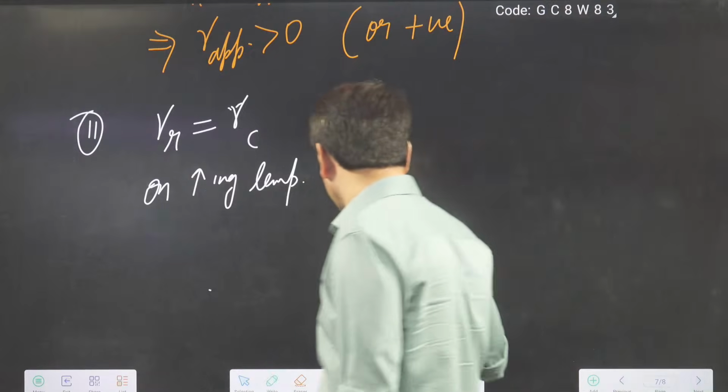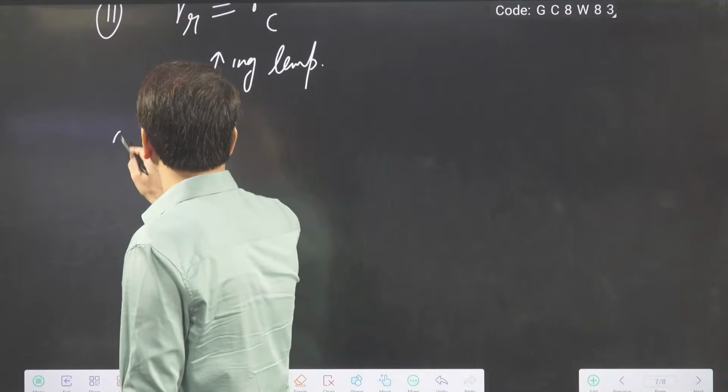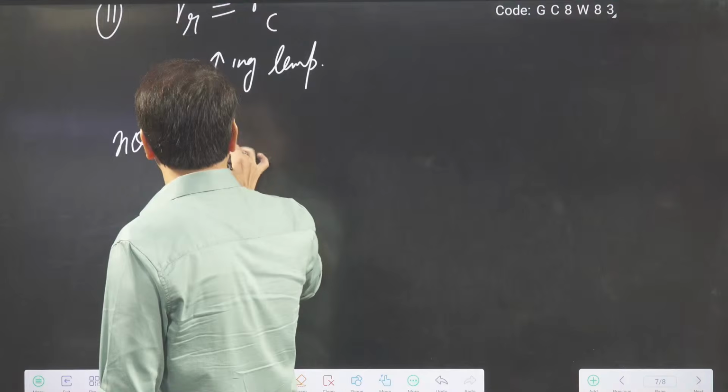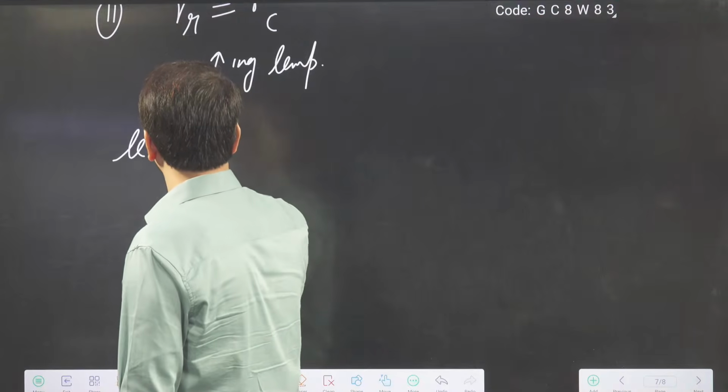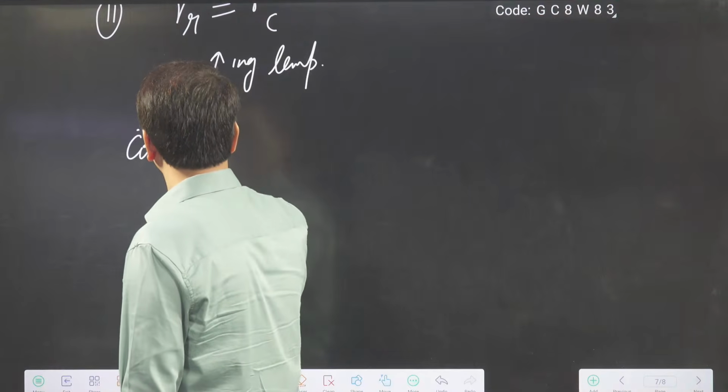No change, means the level remains the same. So no change, or the container remains completely filled.